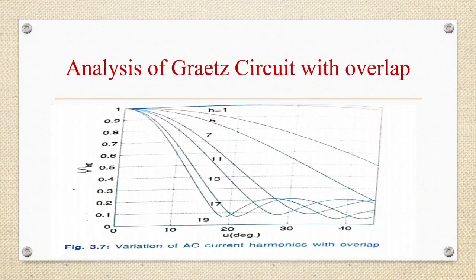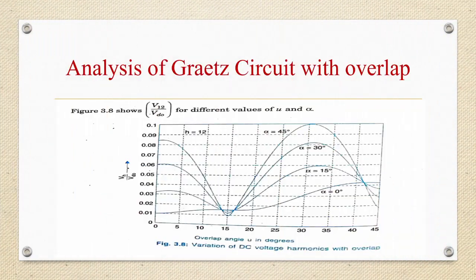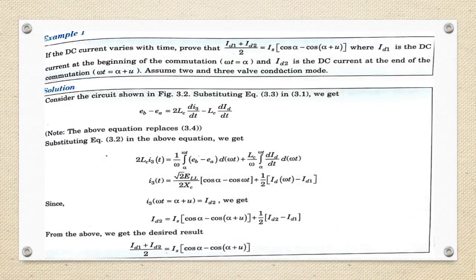So this is the variation of AC current harmonics with overlap, and this is the variation of DC voltage harmonics with overlap, and overlap angle u is in degrees. So it is showing V12 by VD0 for different values of u and alpha. So let us see numericals based on this topic.